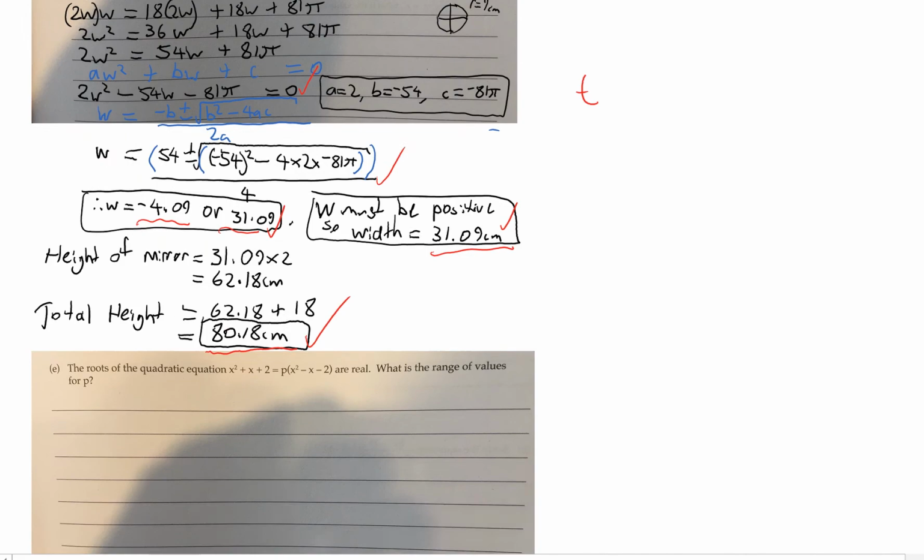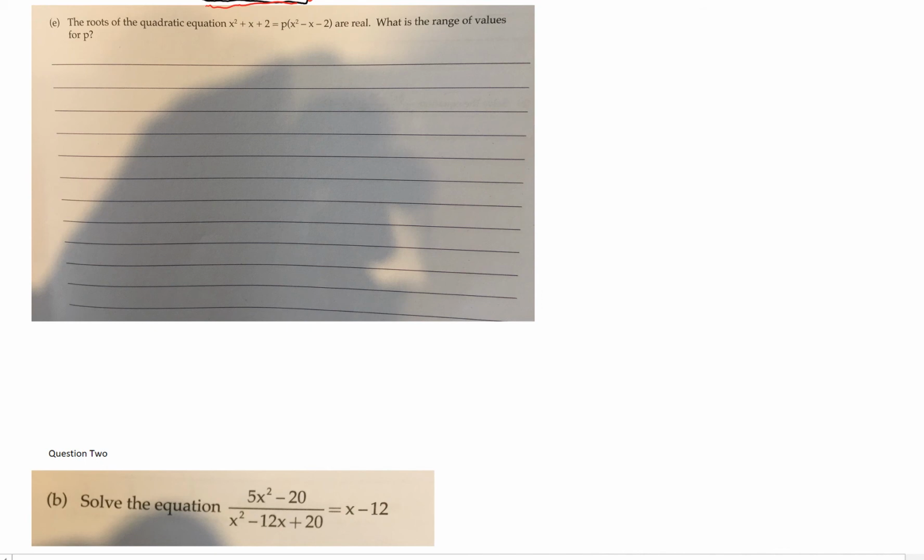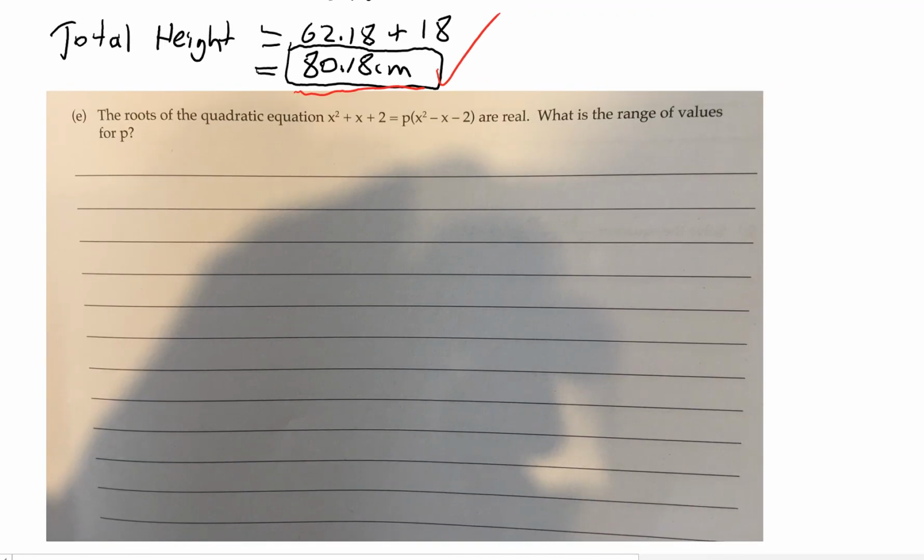Okay, question E. The roots of the equation x squared plus x plus 2 equals p times x squared minus x minus 2 are real. What is the range of values for p? Okay, so this is a really common sort of question, and as soon as you see the two words roots and real, then it means we're going to be using what? What part of the quadratic formula determines the nature of the roots? And it's the discriminant, isn't it?